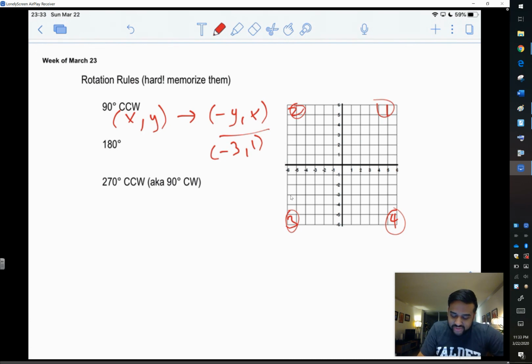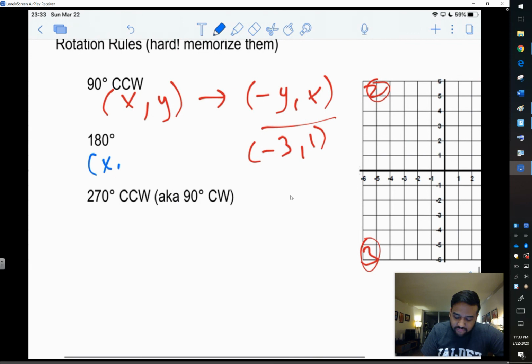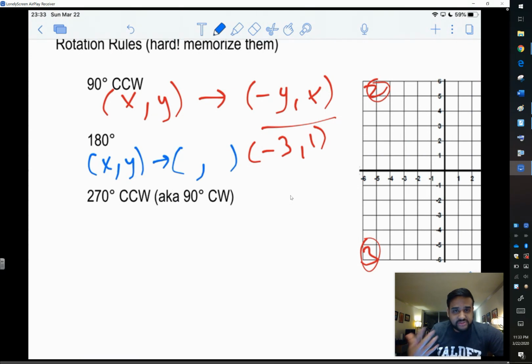A 180-degree turn is actually pretty easy. We associate 180 in culture with oppositeness, right? Opposite direction, 180-degree turn, full rotation. So the only combination that we haven't really done yet is making the coordinates the opposite. And that's it.